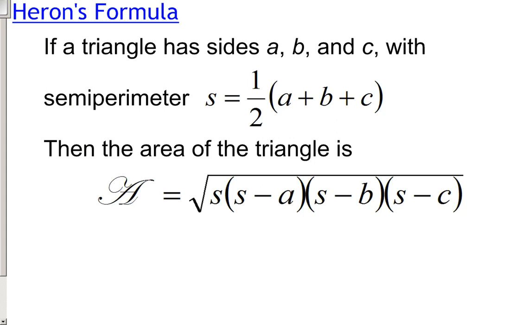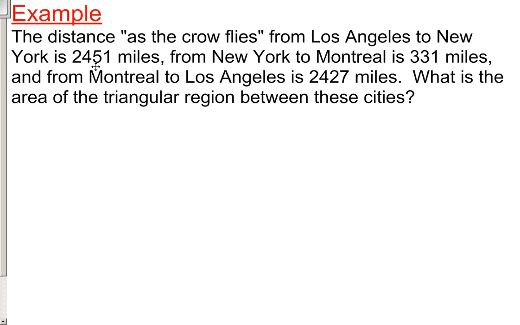Okay, a very quick example goes like this. The distance as the crow flies from LA to New York is 2,451 miles. From New York to Montreal is 331 miles. And from Montreal to Los Angeles is 2,427 miles. What is the area of the triangular region between these cities?